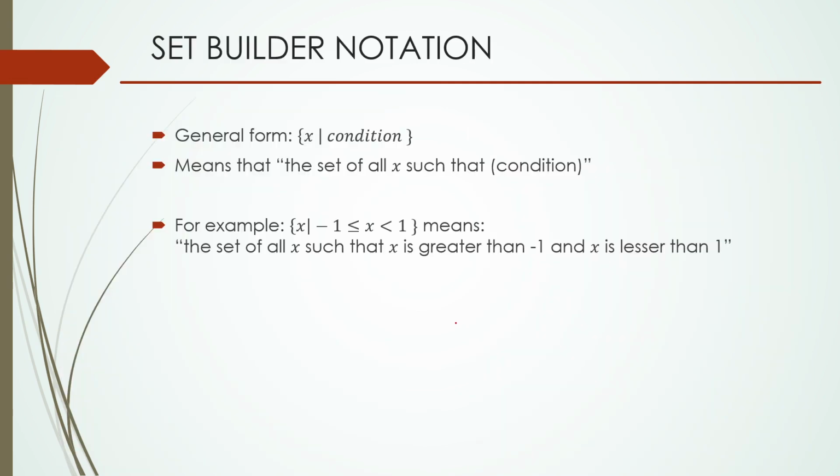Just one more thing: we also have set builder notation. You can also write your answer as a set builder notation. For example, you use this curly bracket: curly bracket x such that x is between -1 and 1, where -1 is included and 1 is excluded. This is how you can write your set builder notation. You can also write something like this, to show that x is between -1 and 1 and -1 is included.